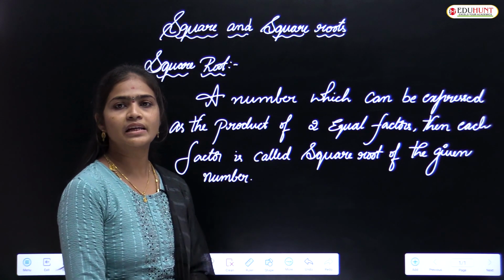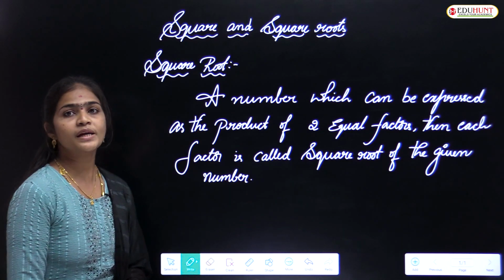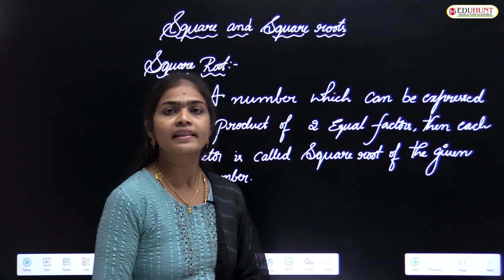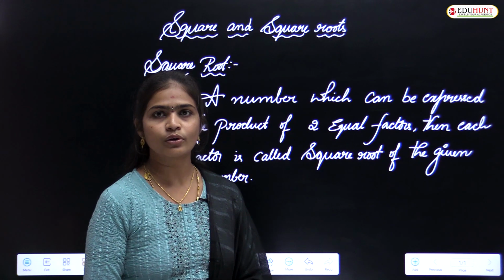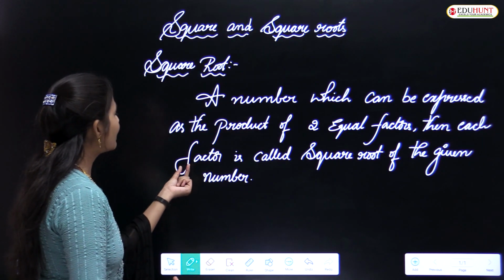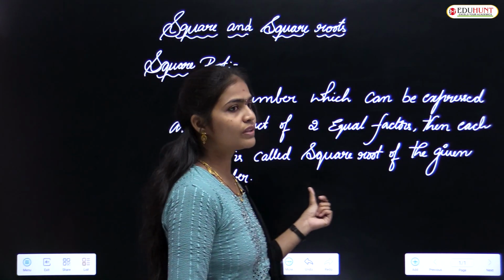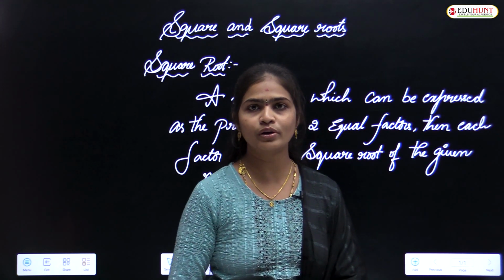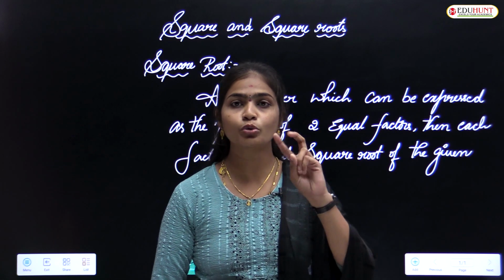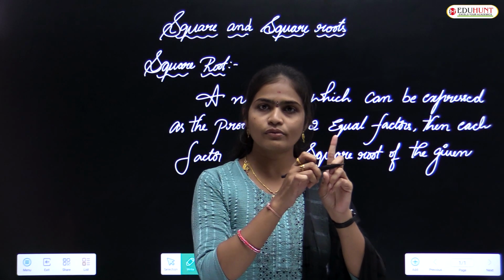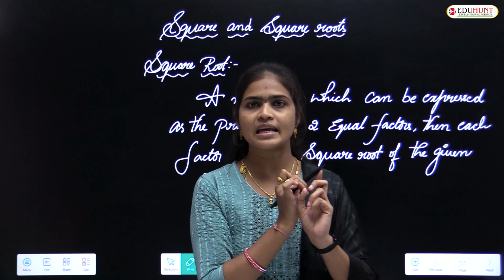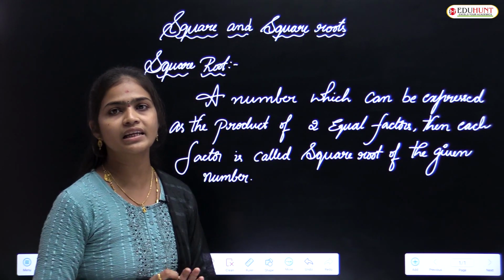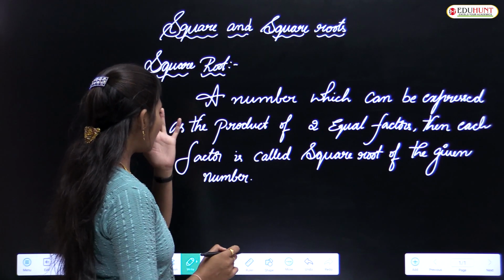Okay, so what is the definition? Once again, a number which can be expressed as the product of two equal factors, then each factor is called the square root of the given number. Each factor means both factors are the same. If we say one, the other is also the same. That's why I am saying each factor is called the square root of the given number.